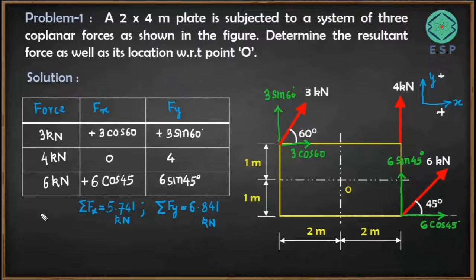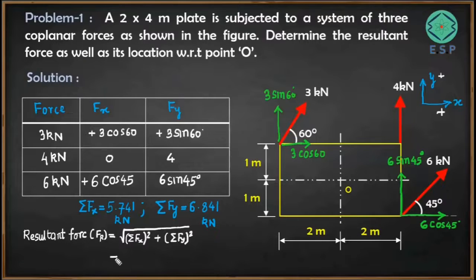Now the resultant force, let me call it Fr, is given by the square root of summation of Fx squared plus summation of Fy squared. So if you substitute the values of summation of Fx and summation of Fy, you will get the resultant force as the square root of 5.741 squared plus 6.841 squared.